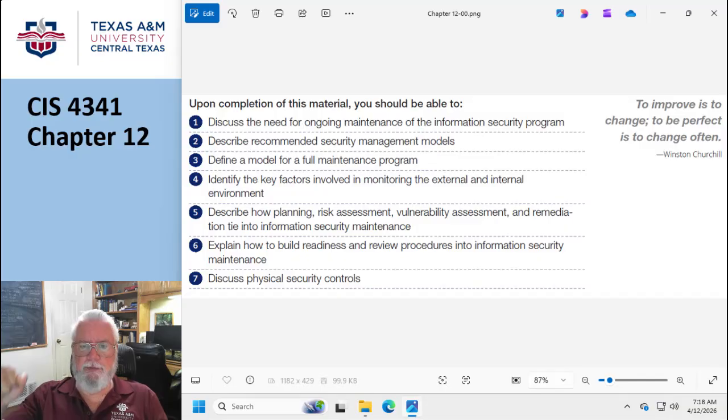Anyway, learning objectives: discuss the ongoing maintenance of information security, the security model maintenance. Identify the key factors in monitoring, make sure the due diligence part. Describe how planning, risk assessment, vulnerabilities, etc. Explain how building readiness and review procedures in, and discuss physical security controls.